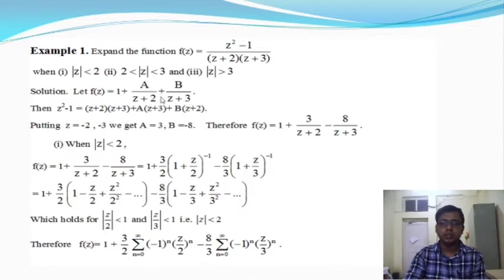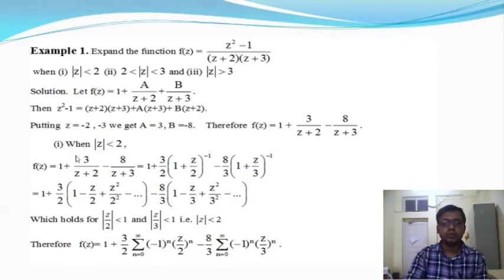So from this we will get the value of a and b. Okay. So now simplifying this equation, when we put z equal to minus 2 and z equal to minus 3, from this we'll get a equal to 3 and b equal to minus 8. Therefore the given function can be written as 1 plus 3 by z plus 2 minus 8 by z plus 3.